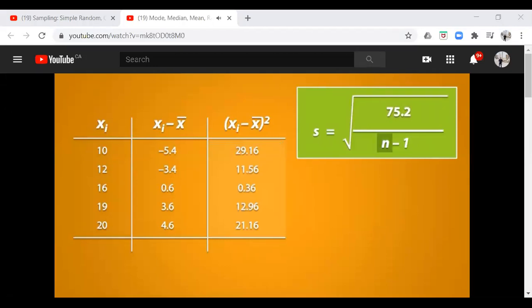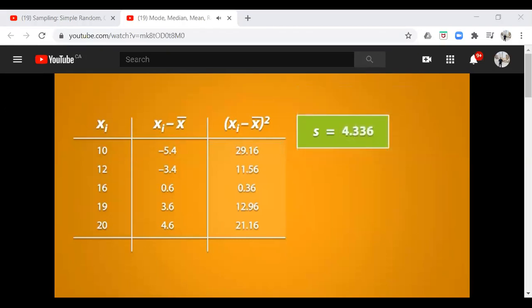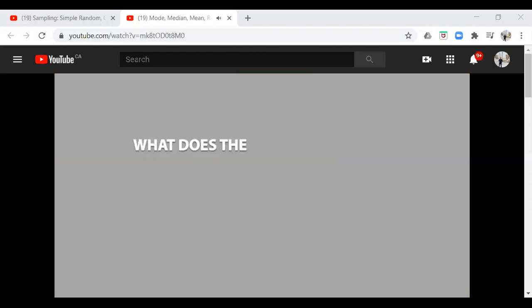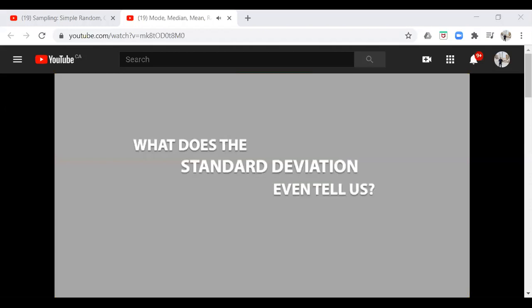N refers to the total number of data values, and there are 5 data values in this dataset, so n is equal to 5. We can simplify this, and we end up with a standard deviation that is equal to 4.336. Now what does the standard deviation even tell us?